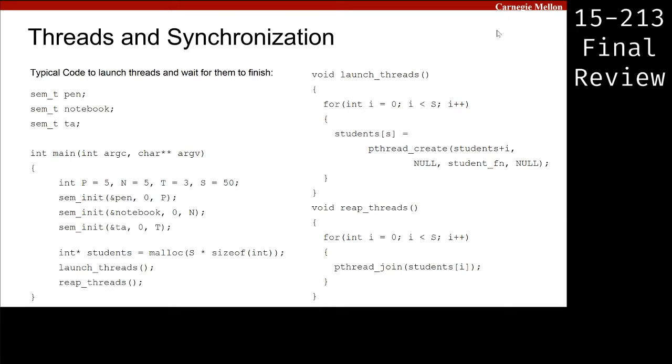So this is a typical code that we're going to use for it. We have a main function which essentially just launches a few threads. It initializes with a standard setup, where you have 5 pens, 5 notebooks, 3 TAs, and 50 students. It creates 50 threads representing all those 50 students, launches them, and waits for them to get done. So this is pretty straightforward and simple like that.